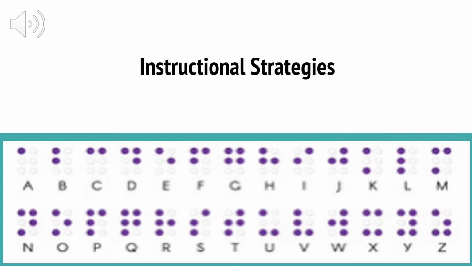In Part 1 and 2, we discussed how to determine when Braille was needed through the LMA and how to document special factors in the IEP. In Part 3, we will discuss the instructional strategies for teaching Braille.